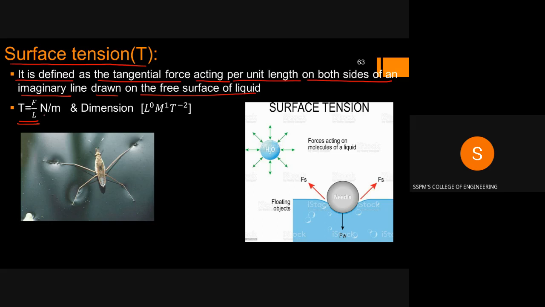Newton per meter is the unit. And the dimension is L0, M1 and T minus 2.